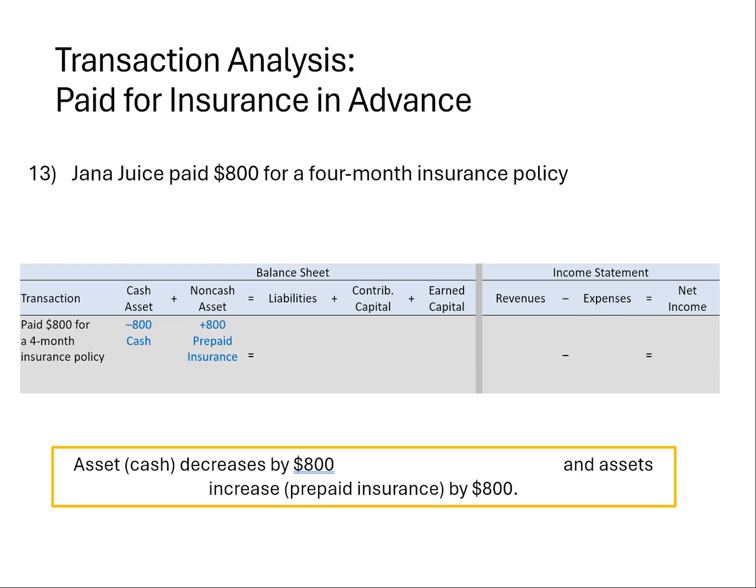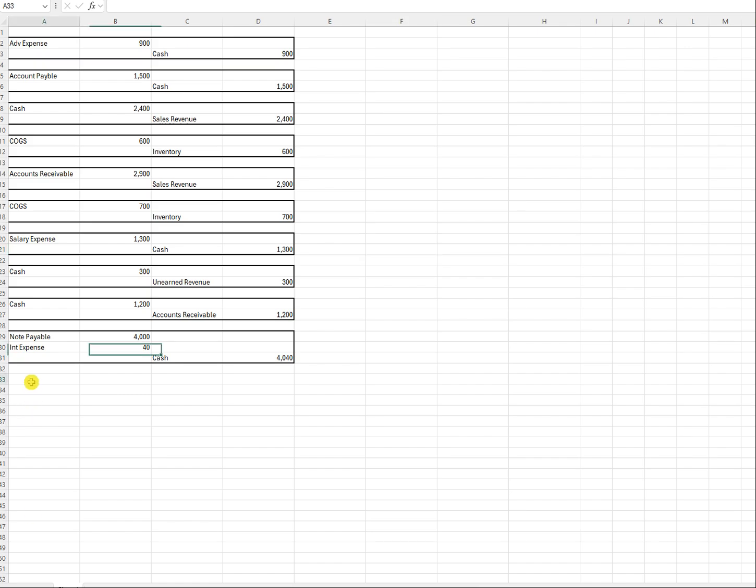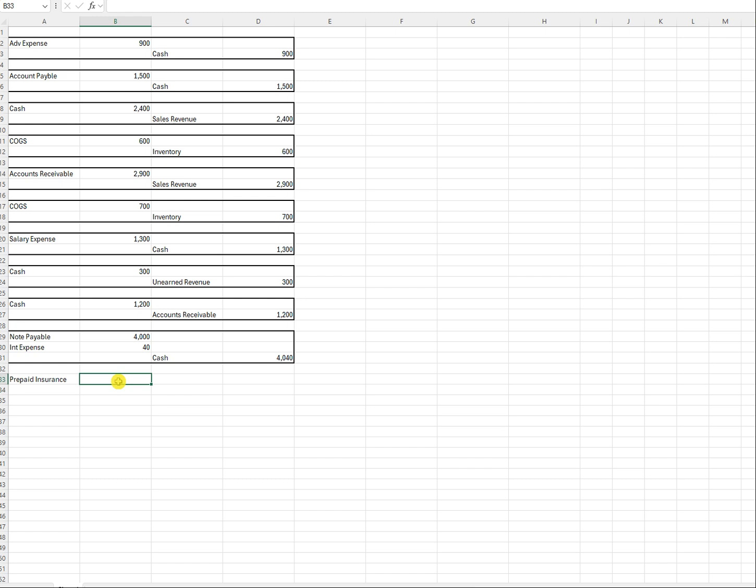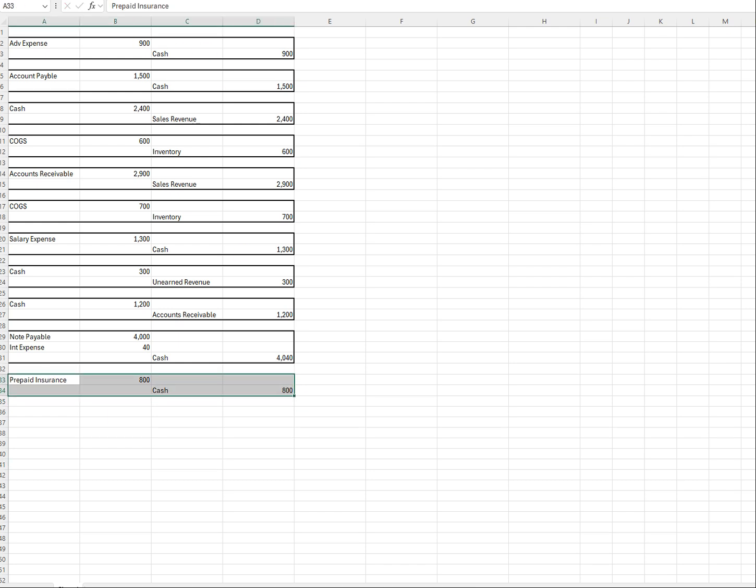Next, the company paid $800 for a 4-month insurance policy. It's the same thing as prepaid rent. This is prepaid insurance. We haven't used any of it. So reduce cash, increase another asset called prepaid insurance. A debit to an asset, prepaid insurance, that's $800. And then credit cash, $800.